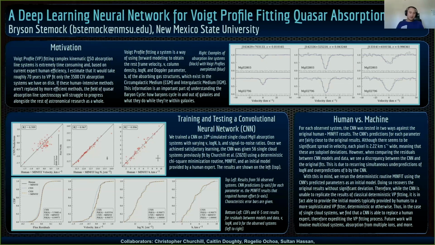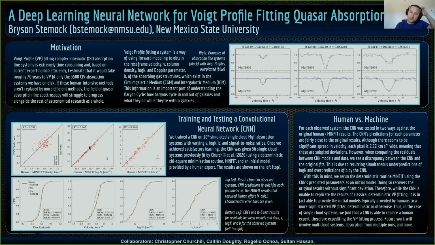Once we were satisfied with the results of the learning and of the training, we gave it 56 systems that had been already fit by a human who had then provided the information to a deterministic fitter called MinFit. So this is shown on the x-axis, the human plus MinFit, and the y-axis shows the CNN predictions for these three parameters: velocity, column density, and B parameter from left to right.